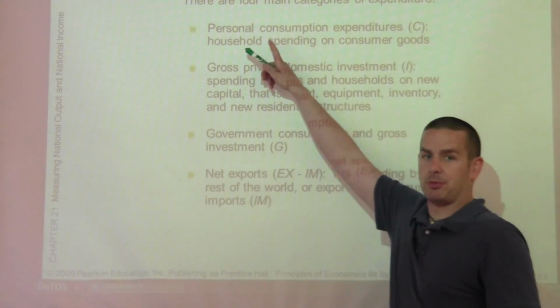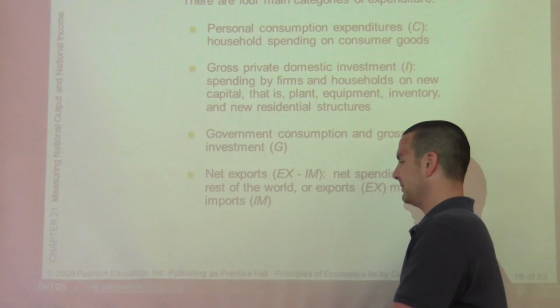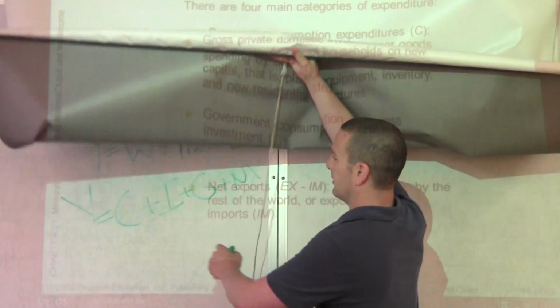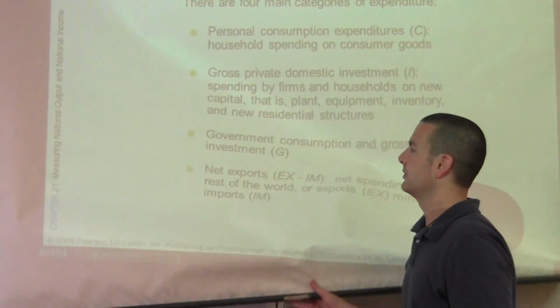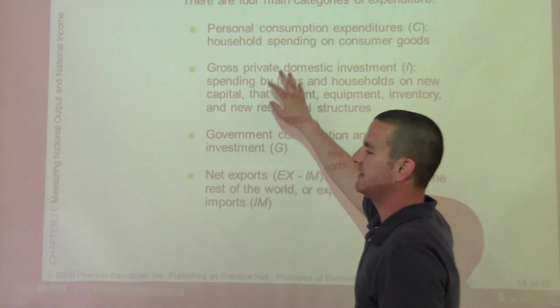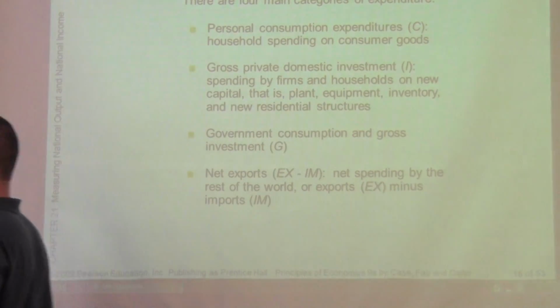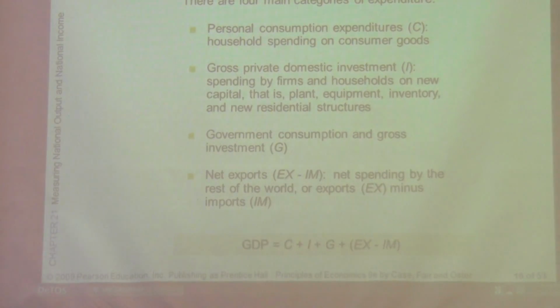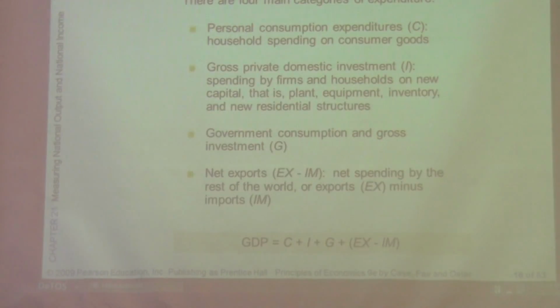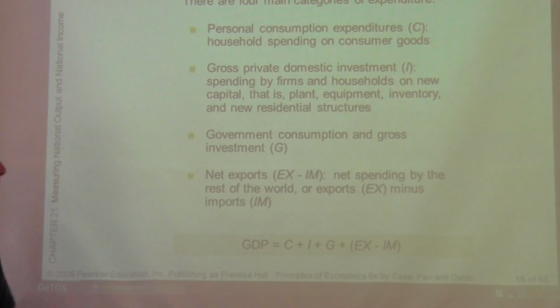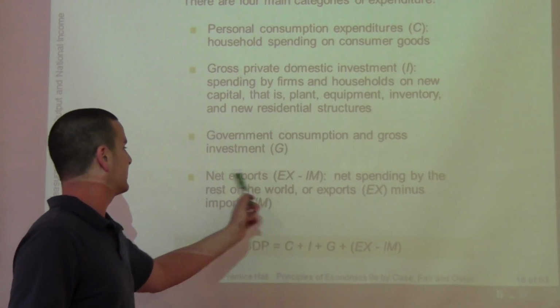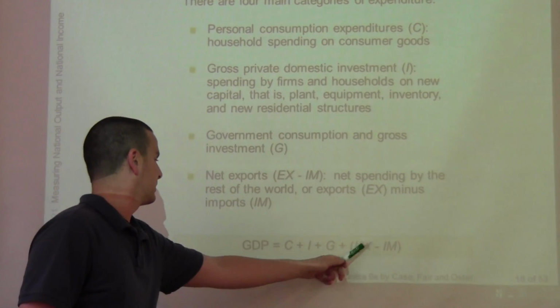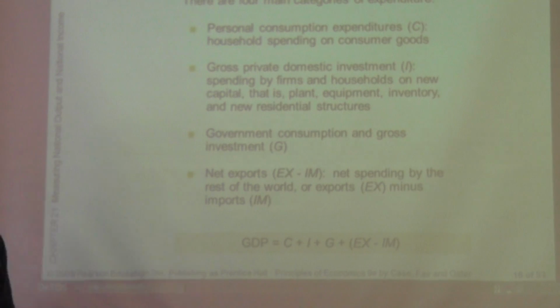The expenditure approach is simply C plus I plus G plus net X. That's the expenditure approach. Consumption plus investment plus government spending plus net exports is GDP.